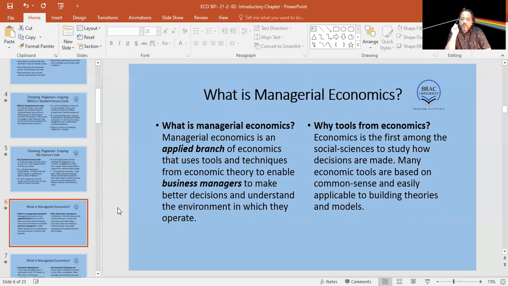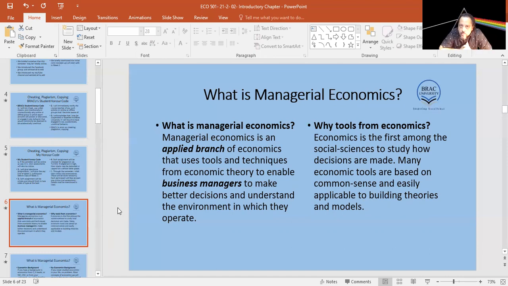The first part is, economics is the first among the social sciences to study how individuals and groups make decisions. Later on, political science, later on, psychology, behavioral sciences, etc. Those fields also entered to answer this question within their domain. Since economics started before everybody, its outlook became more established compared to the other ones. That's why we're using economics.